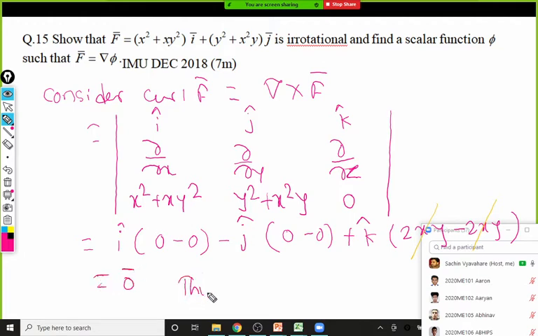Thus f bar is an irrotational vector. Remember, there is a parallel word that comes for this. In some cases the question says show that f bar is a conservative vector field. You have to do the same calculation. If the question asks for irrotational or conservative, we do the same calculation. This is the end of the first part of the question. Once you finish, tell me, and we'll move to the second part.